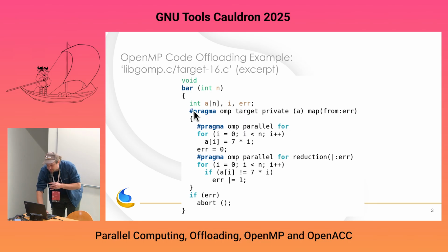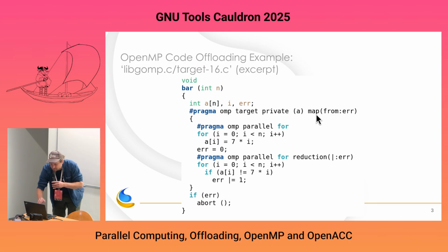This means to the compiler that this region here, this structured block, should not execute on the host system where you launch the program, but should be sent to any kind of offload device. There are some clauses here. Private A means to privatize this A array in some way, not going into the details here.